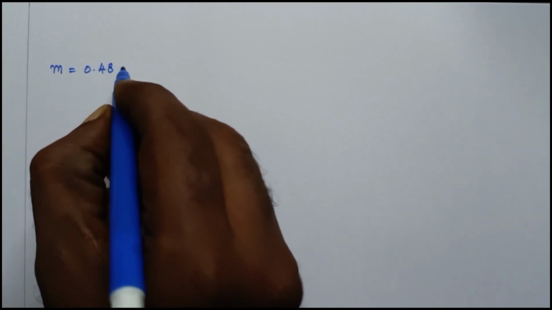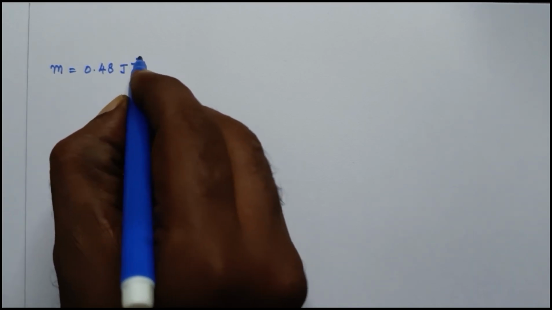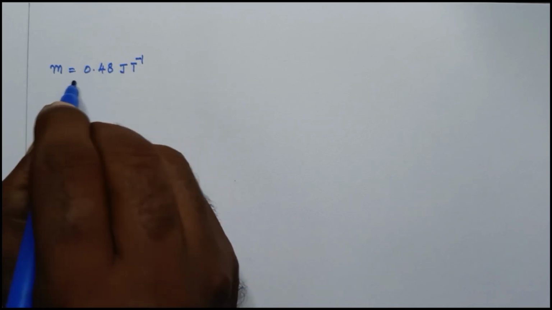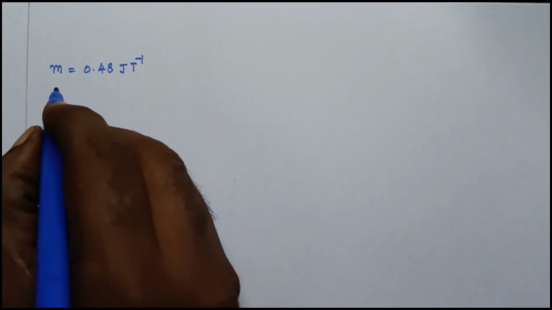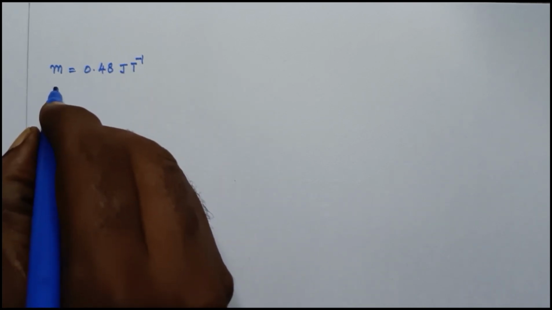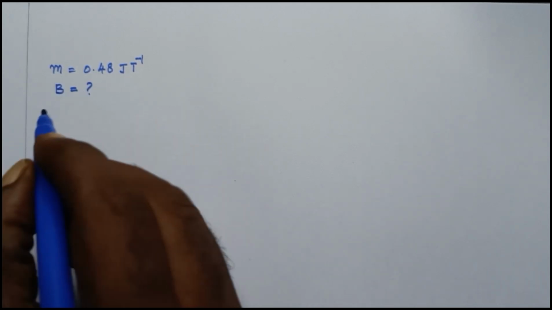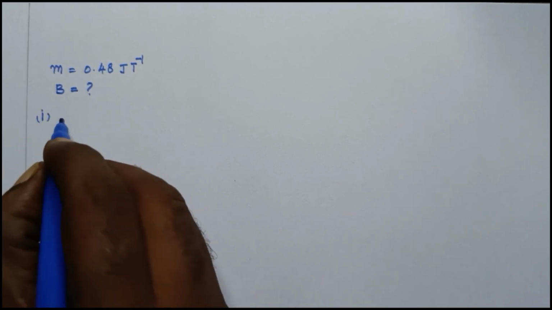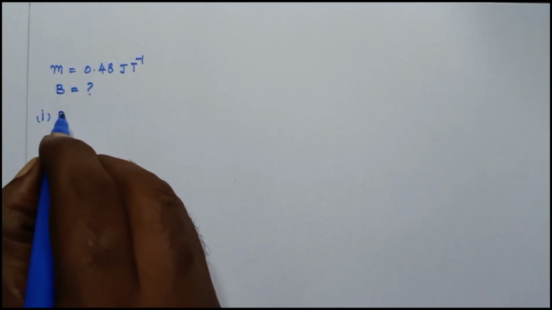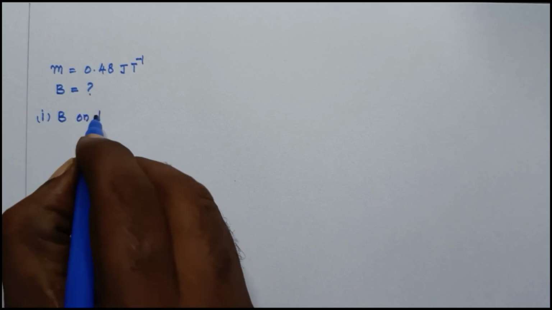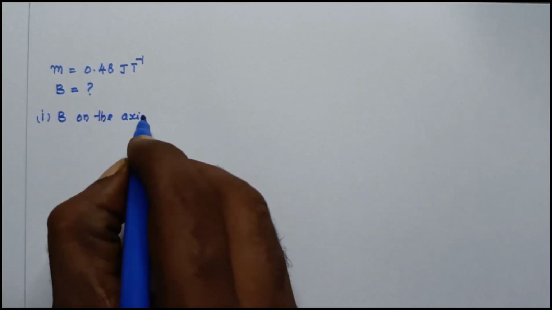In this problem, magnetic moment is given. Magnetic moment M is equal to 0.48 Joule per Tesla. This is the magnetic moment. It is given in this problem. What is asked? We have to find the direction and magnitude of the magnetic field at 2 points. We have to find the magnetic field, that is, the magnetic field B on the axial line.